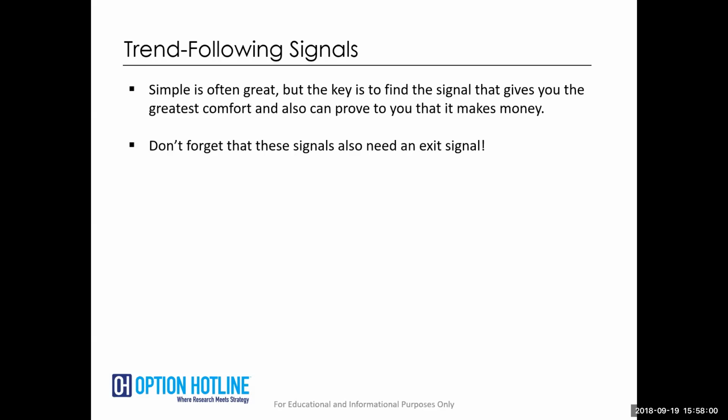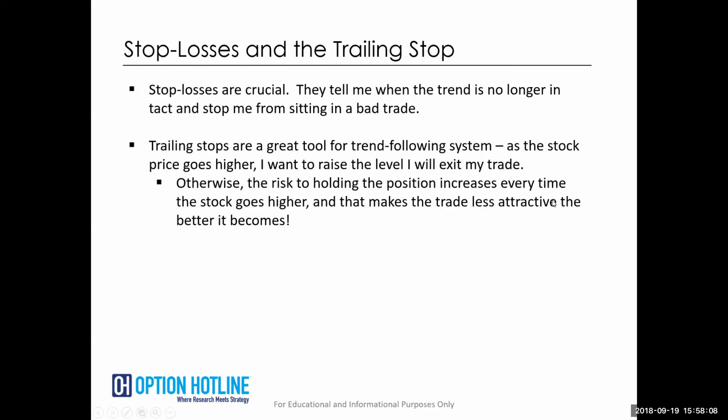And also, when you're building one of these systems, do not forget that we need an exit signal. So let's talk about that exit signal right now. There's 2 ways you can do it. Number one, you've got that momentum flipping that gets you out. So it's not going to be at the high. Momentum doesn't change when the stock makes a new all-time high. It changes as it starts to come back down.